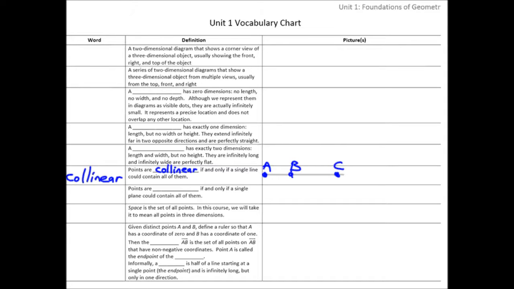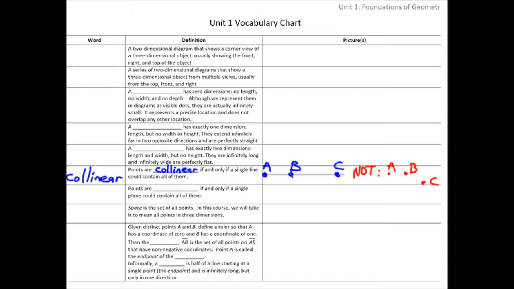One very useful way to make sure you know exactly what a word means is to also know what the word does not mean. And so I'm also going to draw an example of points that are not collinear. So here's a point, a second point, and a third point that doesn't lie on a direct line.